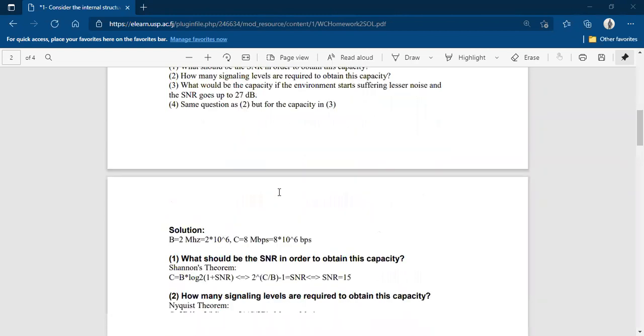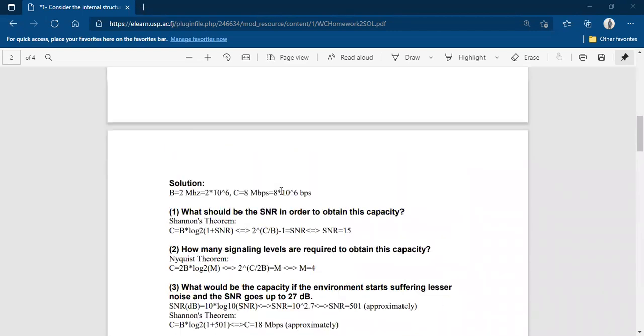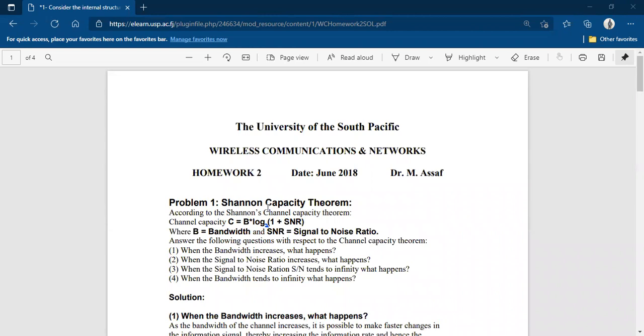This week's tutorial is quite lengthy, so let's quickly start off with this. The first problem is based on Shannon's capacity theorem. According to Shannon's channel capacity theorem, channel capacity is C = B log base 2 of (1 + SNR), where C is the capacity, B is the bandwidth, and SNR is the signal to noise ratio.